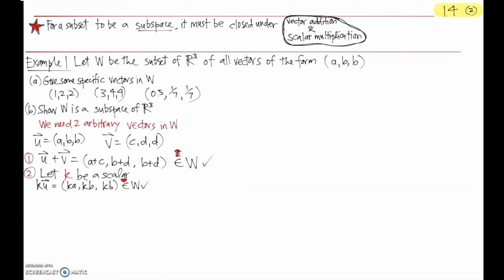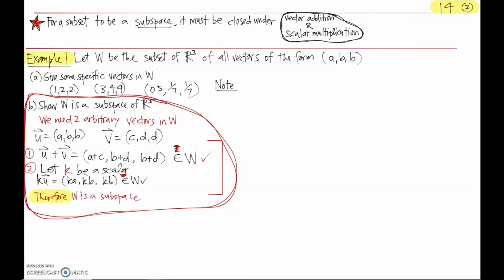And so now we know that W is closed under both vector addition and scalar multiplication. So therefore, those are the only two things we had to prove. W is a subspace. And that's how a proof where you're trying to show that something is a subspace can go.